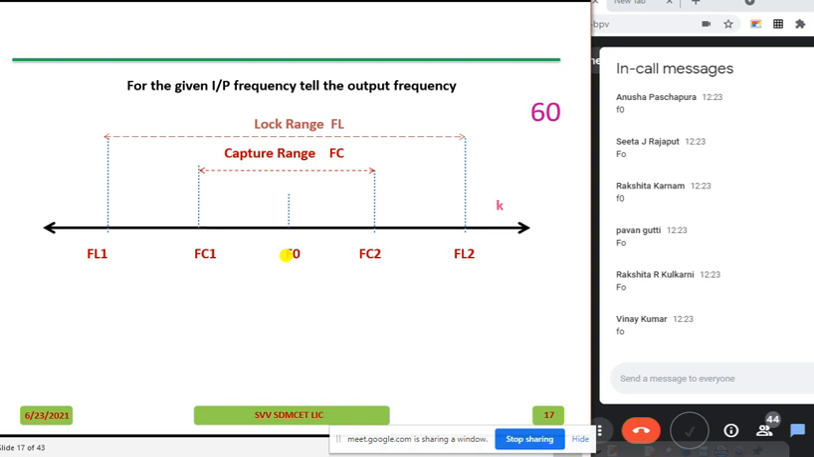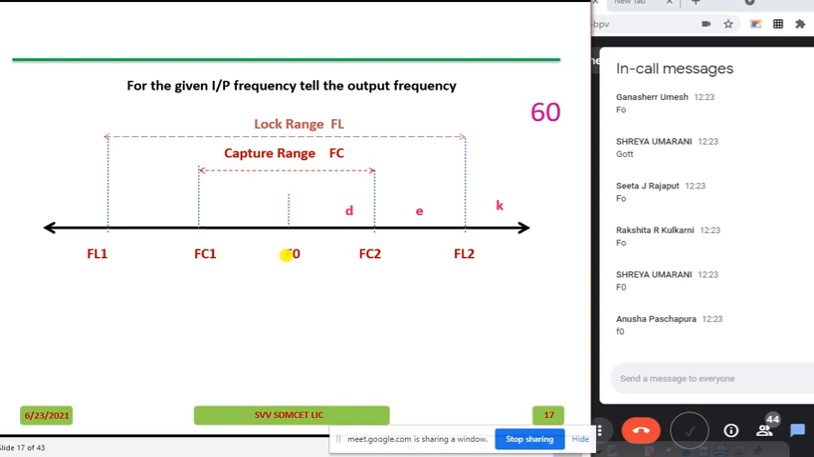Now I am giving an input FK. What is the output? No doubt F0 because it is far away. When I give FE, what about the output? It will be F0 only because I have not yet reached FC2. FC1, FC2, in between only I should reach, otherwise output will not become equal to input. एक बार output equal to input हो गया, we can drag up to FL1 and FL2.